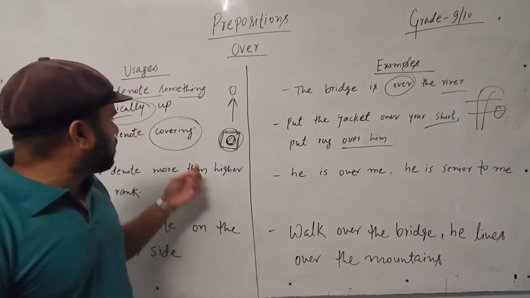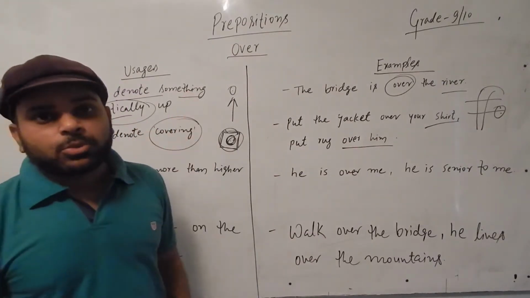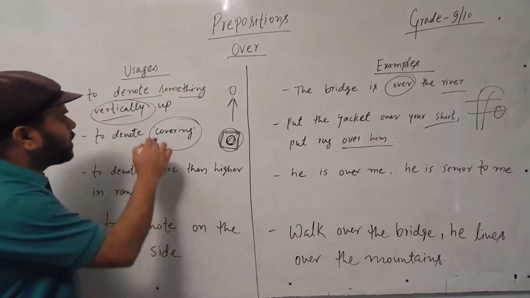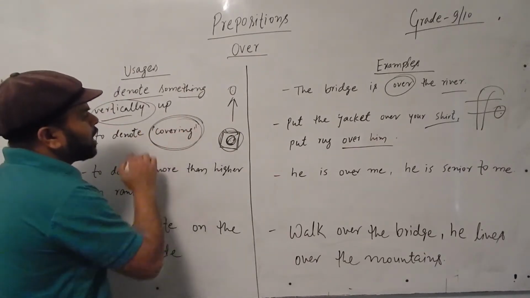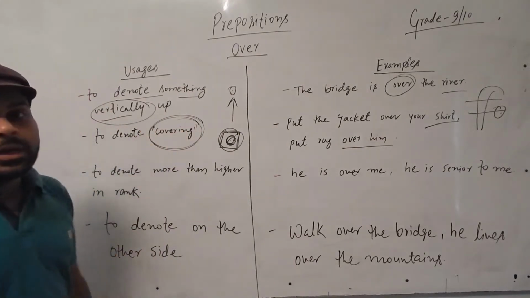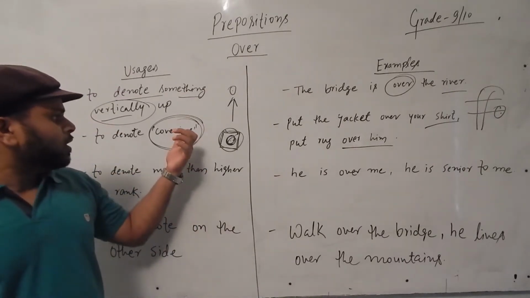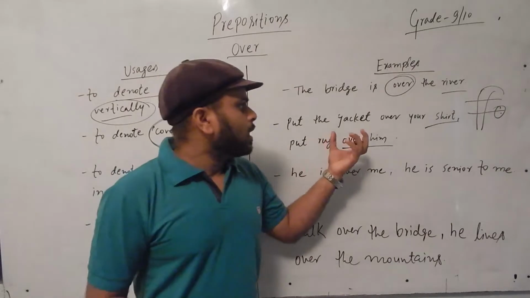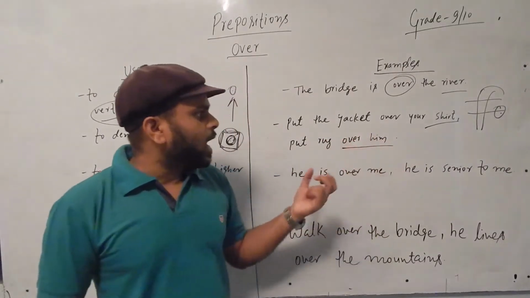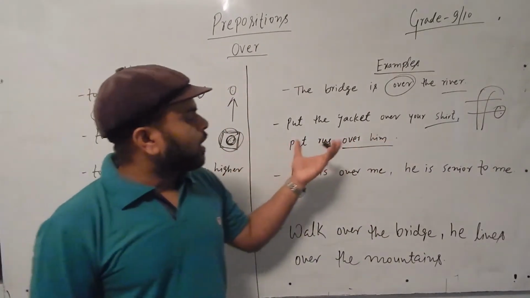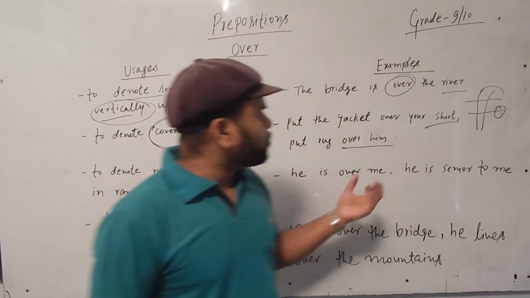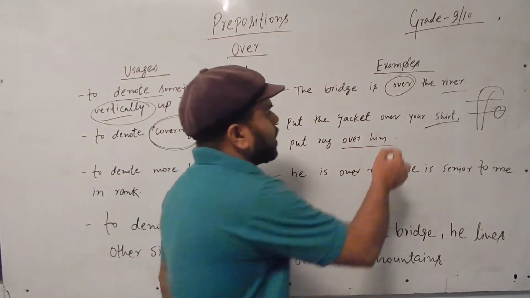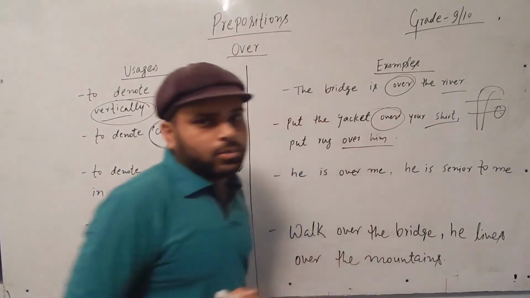In what sense is the preposition over used? Covering. The word has been quoted to you to make you remember the word covering. If your sentence seems to say that something is supposed to be used as a cover, you have to use the preposition over.